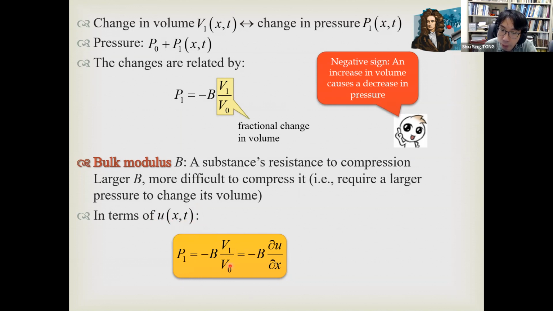Now, we can express everything in terms of u, because we know that V1 over V0 is round u round x, we have proven it before. So the pressure change, P1, is just minus B round u round x. So this is the pressure change, P1. What this equation says is that we relate the pressure change with the spatial derivative of the displacement of the air molecule.